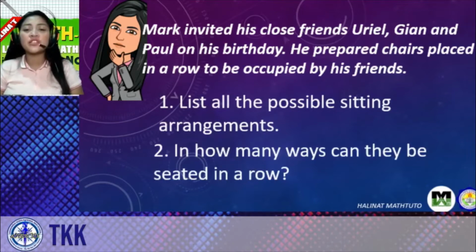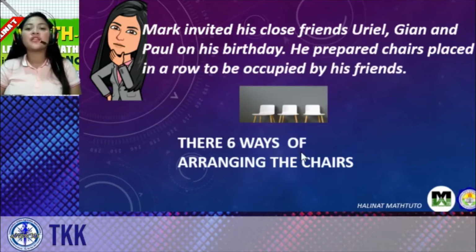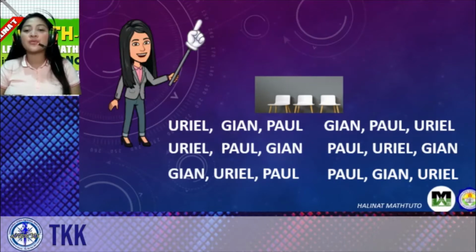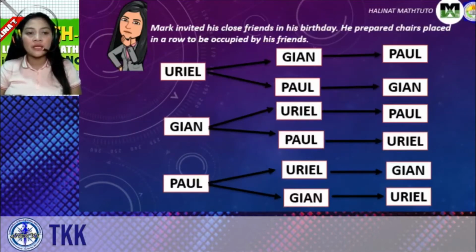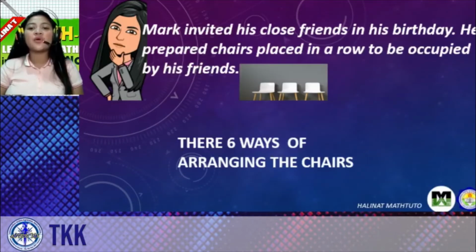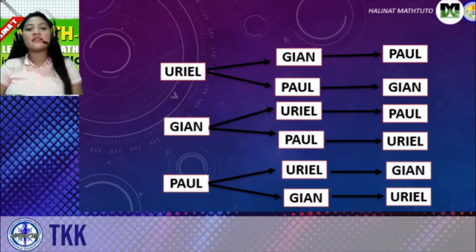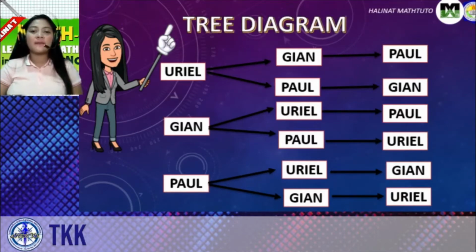For us to answer number 1, we're going to list down all the possible seating arrangements like this one. Therefore, there are 6 ways of arranging the chairs. This method is what we call systematic listing. Another way is by making a diagram like this one. Therefore, there are 6 ways of arranging the chairs. And this diagram is what we call a tree diagram.